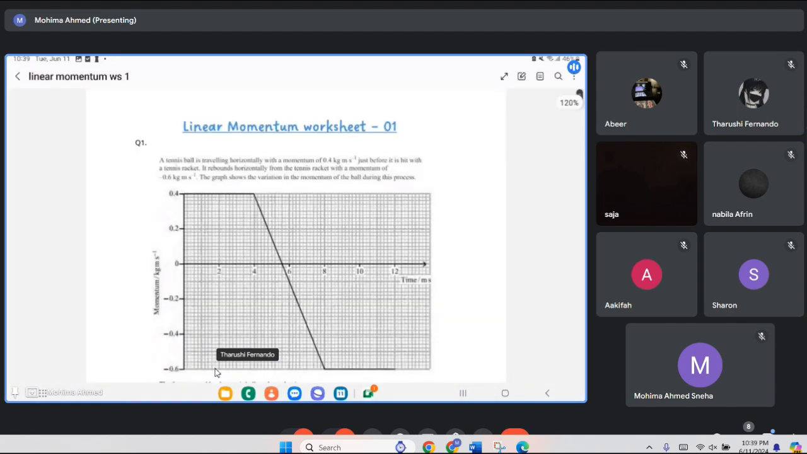This entire worksheet will only contain questions from your linear momentum and nothing else. That means a similar worksheet like this will be given to you as holiday homework. In that second worksheet, you're going to get more questions. Like over here, maybe you have 10 questions, and in the second worksheet, you're going to have 10 MCQs and 10 written questions. And I'll also provide the marks then, so that in case you want to check your answers with the help of marks, you'll be able to do that.